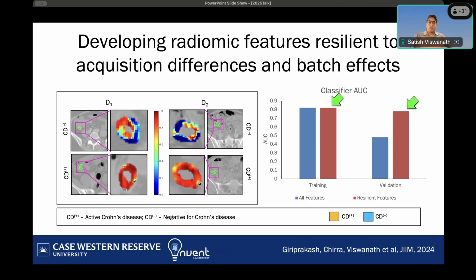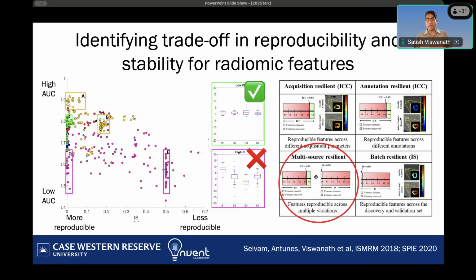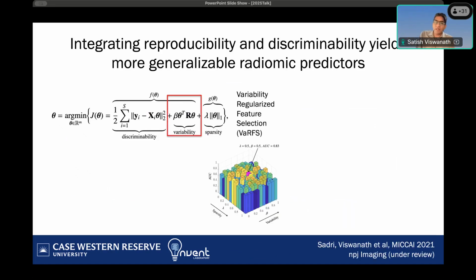But looking at this, we said, okay, this is great. We're able to do this. But now, going back to this for a second, if you have multiple types, how do we know where to set these cutoffs? Like which features make the cut and which features do not? So for this, we said, okay, we can actually build this into a complete machine learning platform itself.